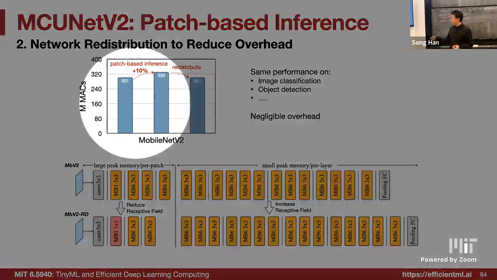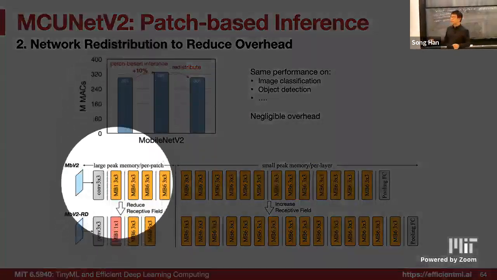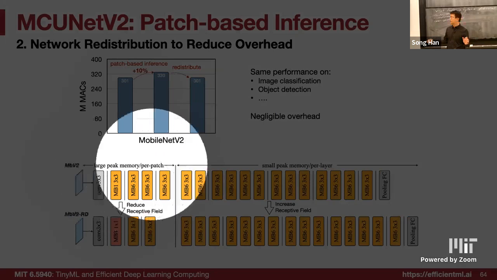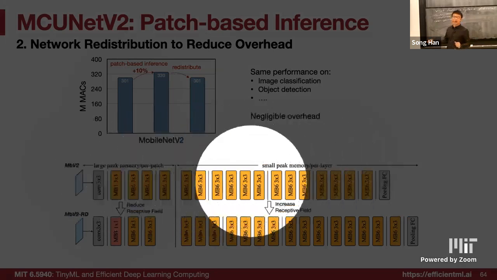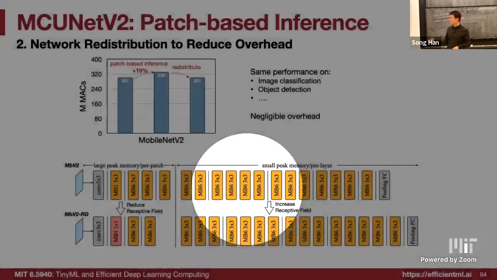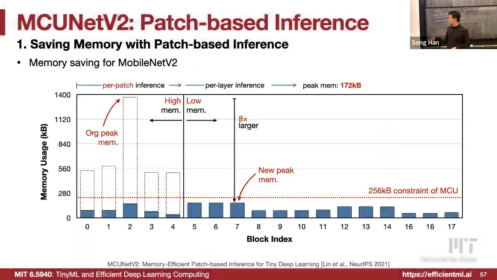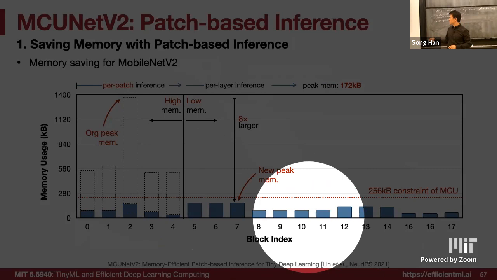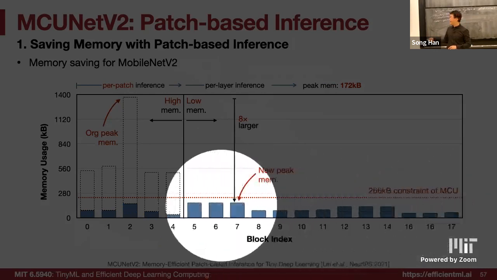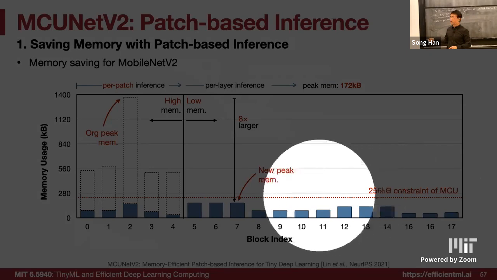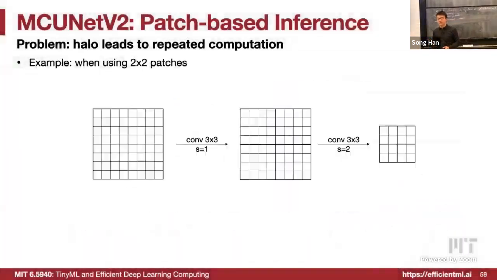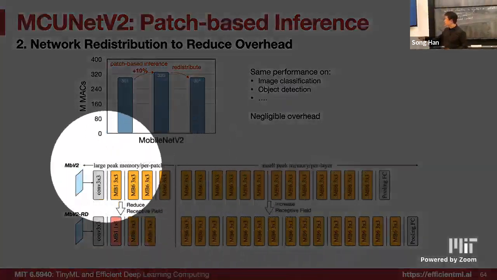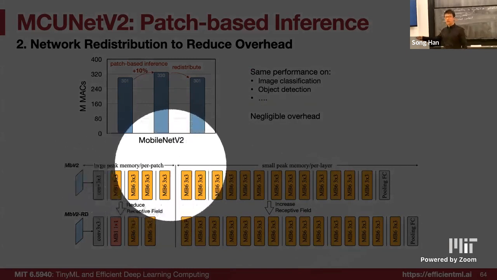So actually, we can redistribute some layers. Here, for the first couple of layers, we are using per patch based inference. And for later layers, we are using the normal per layer inference. Remember in the figure here, only the first couple of layers suffer from pretty big activation. But these late layers can fit the memory already. So we don't need to apply the per patch based inference in the later stage, but only in this early stage, before here, where we have to apply this per patch based inference.